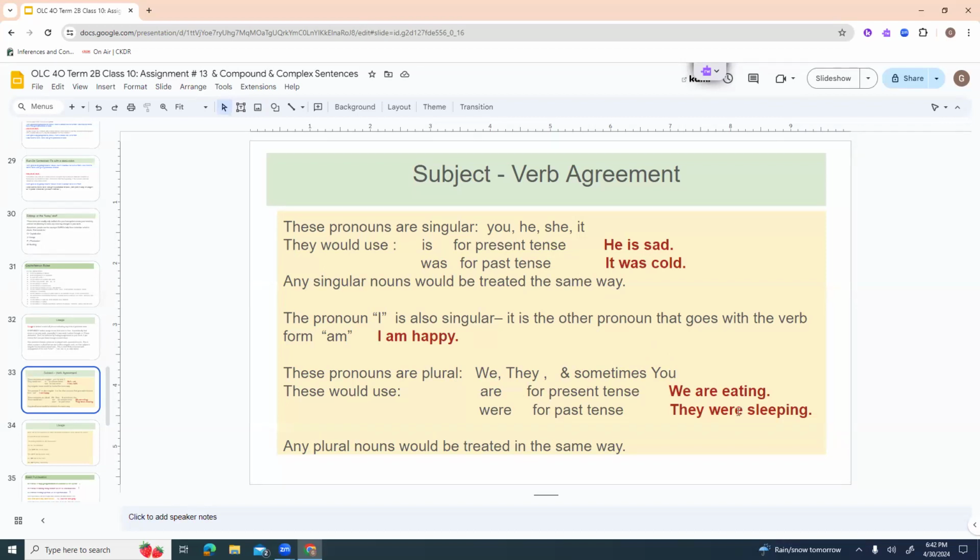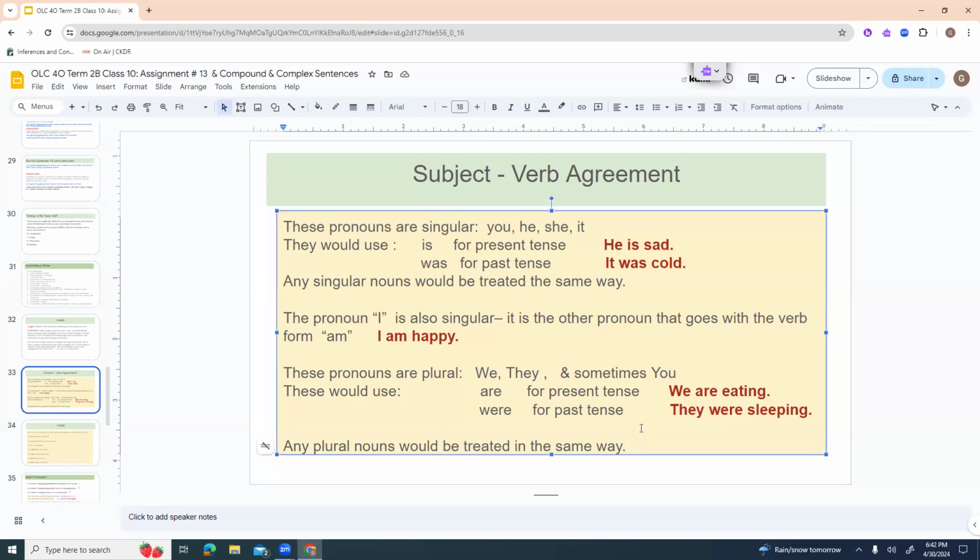That doesn't work because was implies that it should be a singular noun. Any plural nouns would be treated in the same way. One of the things that gets confusing is sometimes we've changed a sentence from singular to plural and we change the noun and we forgot to change the verb. That's really common.